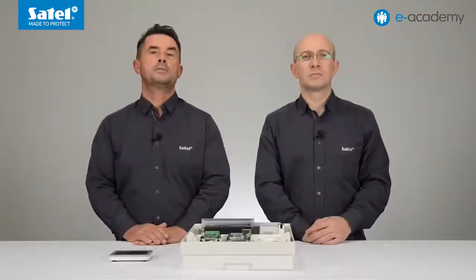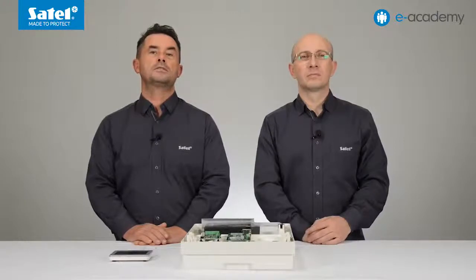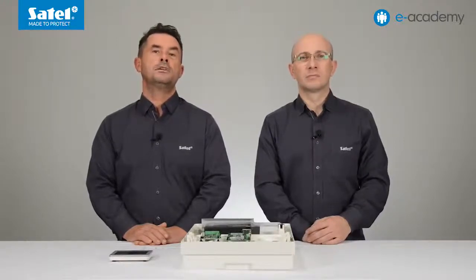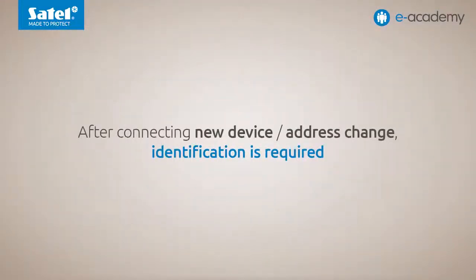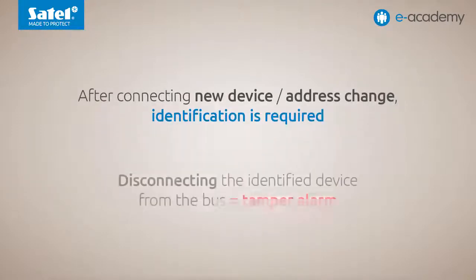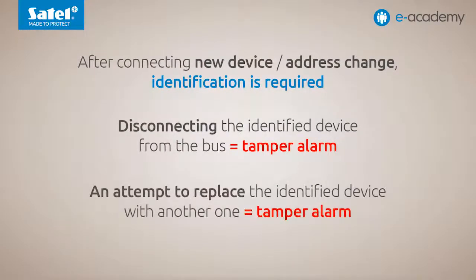This is especially so because during the identification procedure, the numbers of available hardwired zones and outputs, as well as the numbers of all zones and outputs in the system, are determined. Important notes: the identification function must be run each time a new device is connected to the bus or an address is changed in the device connected to the bus. Disconnecting the identified devices from the communication bus will trigger a tamper alarm. An attempt to replace the identified device with another one having the same address will trigger a tamper alarm.